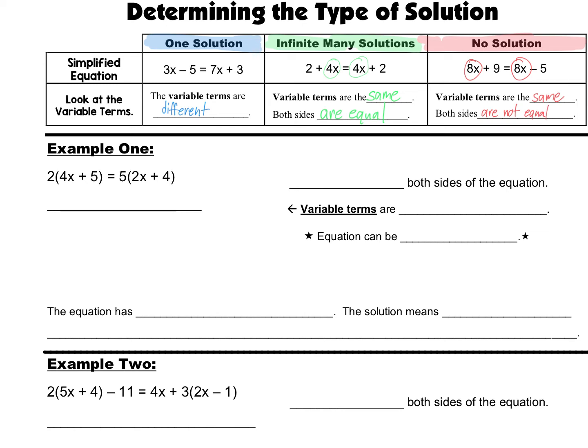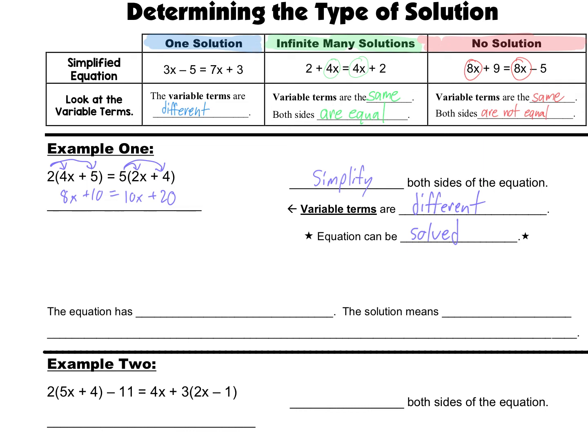Now let's look at example 1. In this case, we have 2 times the quantity 4x plus 5 is equal to 5 times the quantity 2x plus 4. Let's go ahead and simplify both sides of the equation. Since we have the parentheses, let's do the distributive property first. 2 times 4x is 8x. 2 times 5 is 10. And then on the other side, we have 5 times 2x, which is 10x, and 5 times 4, which is 20. Since the variable terms are different, the equation can be solved.